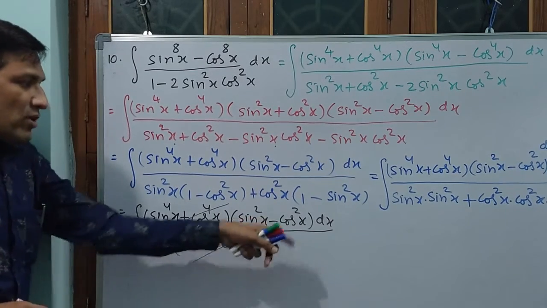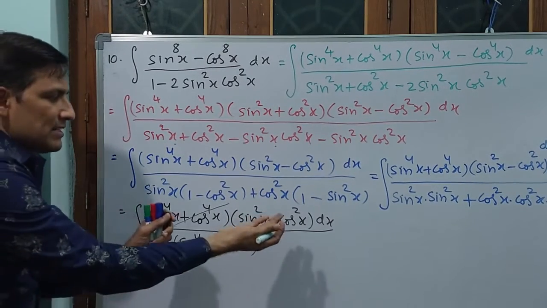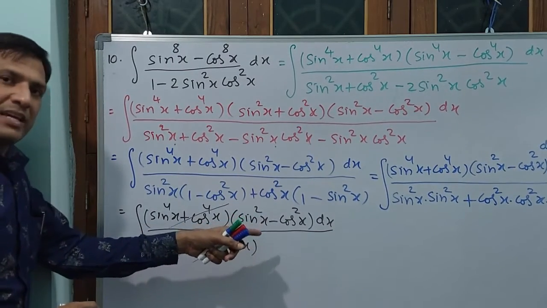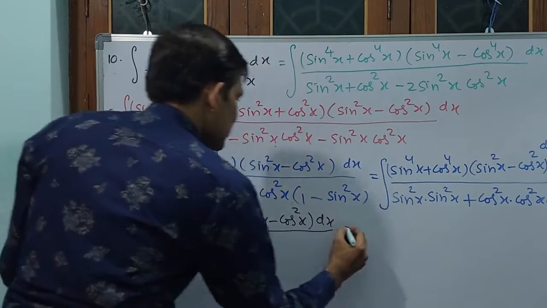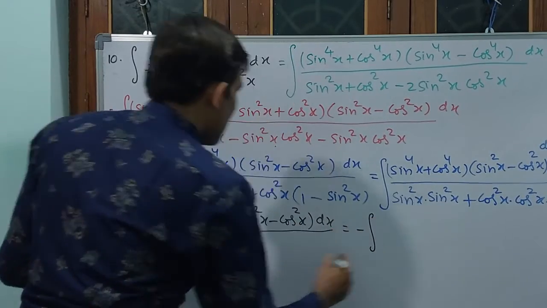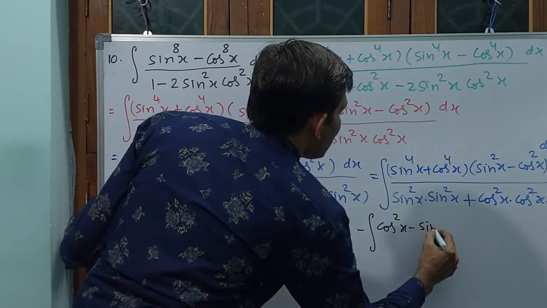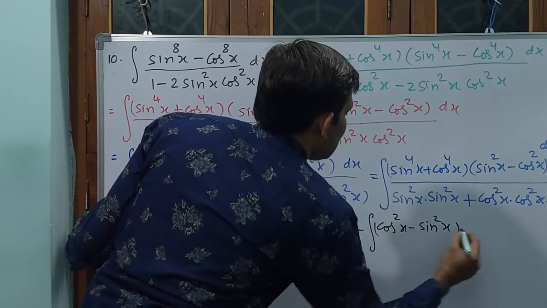Okay. Sin square x minus cos square x, shall I take minus? Minus of cos square x minus sin square x, I can take like minus. If you take common, that is equal to minus. I am taking common, cos square x minus sin square x dx.